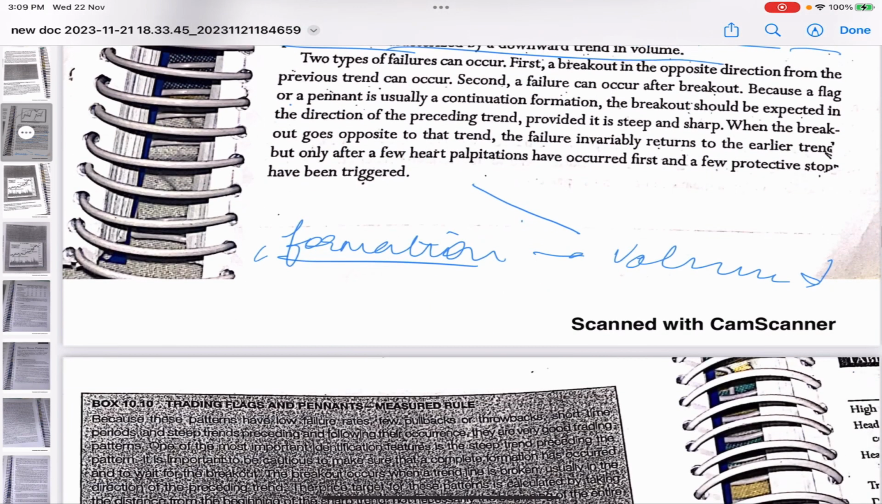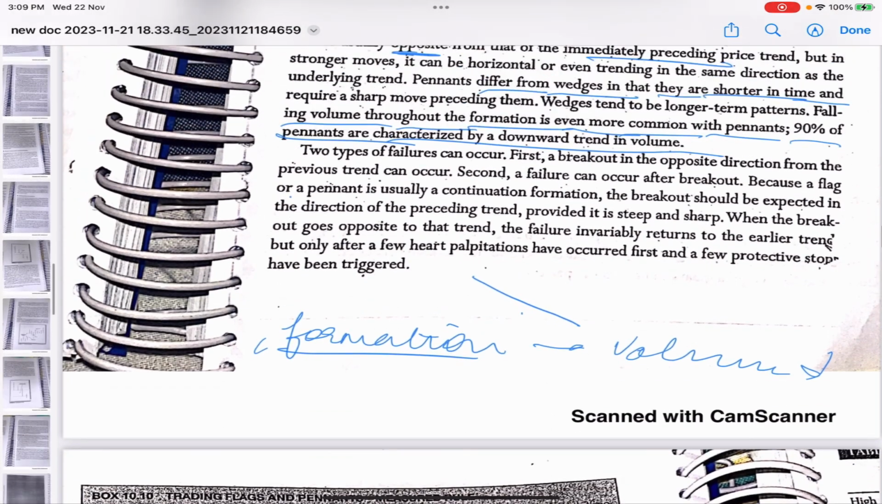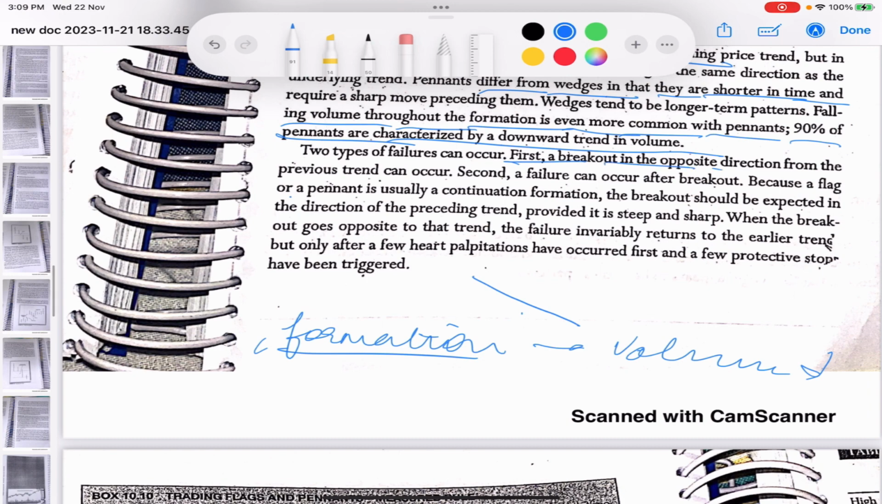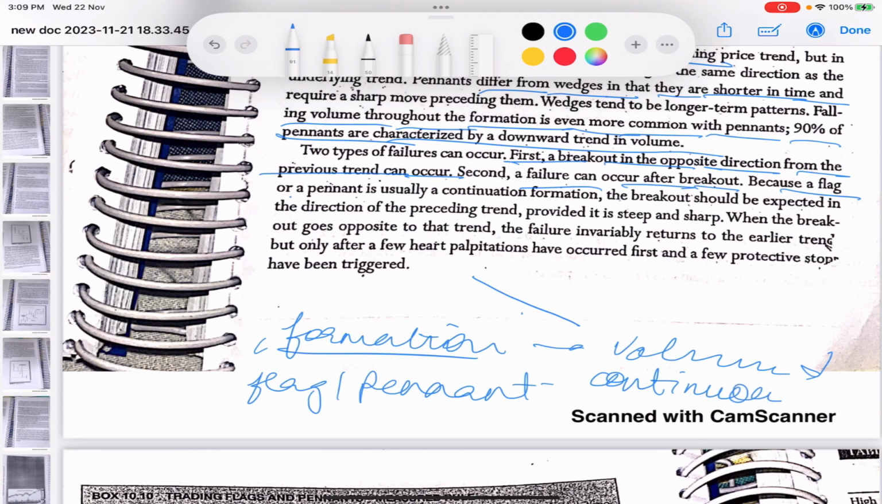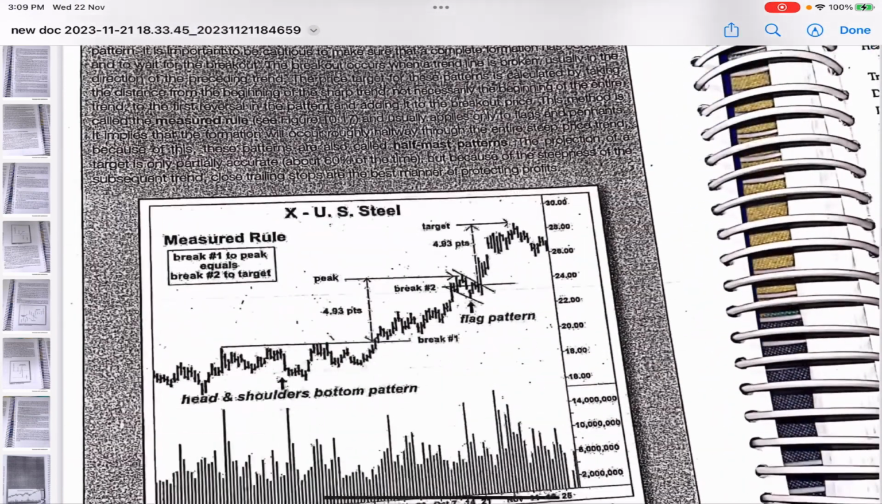Now let's discuss the type of failures which can occur when it comes to the pennants. First, at the breakout in the opposite direction from the previous trend. Second, a failure can occur after the breakout. So a flag or a pennant is usually a continuation formation. Keep that in mind, that flags or pennants are usually continuation, which means the trend which was going on before that only keeps continuing. When the break happens in the opposite direction, then it might go back to the initial thing.